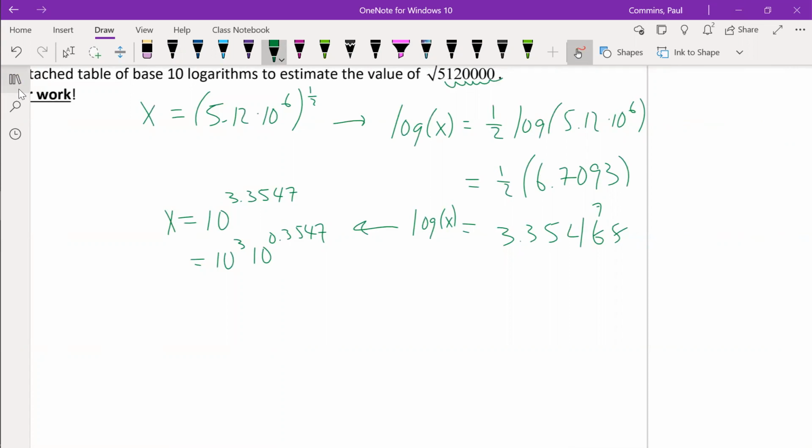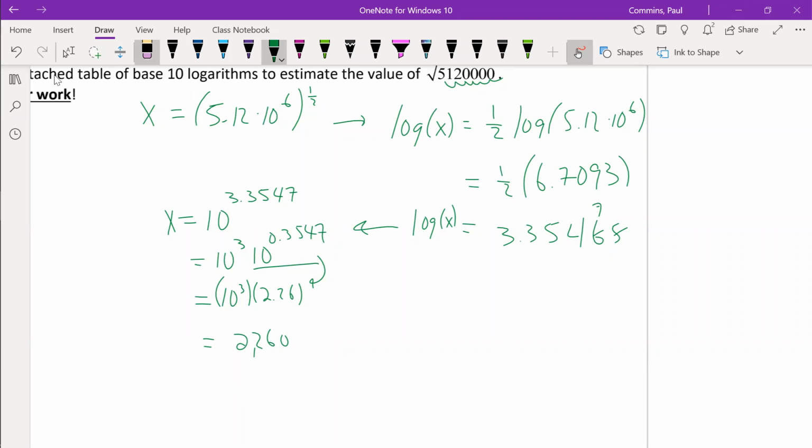And this is equal to 10 to the 3rd times 2.26. This guy right here, the one we just looked up. And we look up 10 to any power between 0 and 1. 10 to the 0.3547 turns out to be roughly 2.26. Then we move the decimal place 3 over, we get 2260. 2,260 is the square root of 5,120,000 to three significant figures.